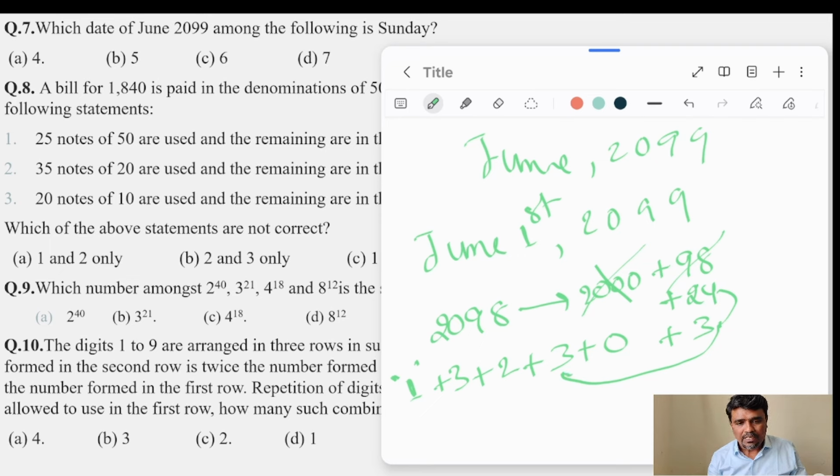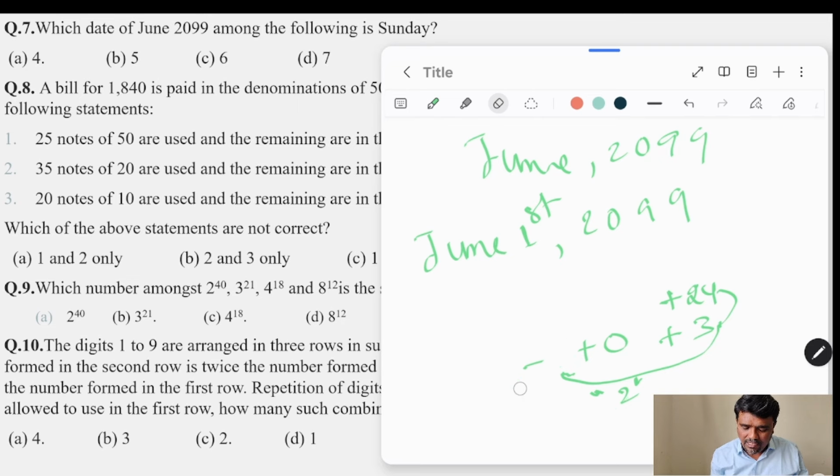27 plus 3, 30. 30 means I say it is 2 only, as 28 is anyway a multiple of 7. So 2. 2 plus 2, 4. 4 plus 3, 7. That means 7 is a multiple of 7. So what is left? 1. So my answer is 1 in the order. Monday represents 1, Tuesday represents 2, Wednesday represents 3, likewise. So June 1st, 2099 is Monday.